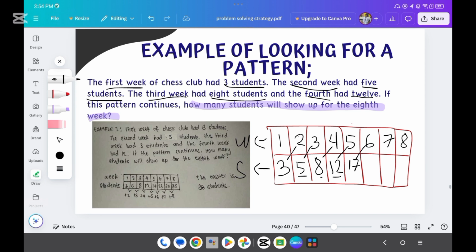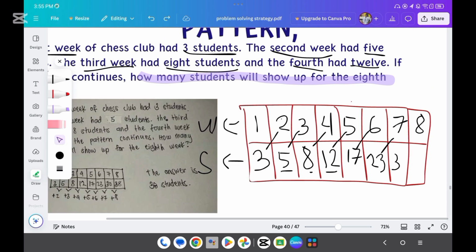6 plus 17 is equals 23. So may 23 student na. 7 plus 23 is equals to 30. So may 30 student na sa 7 week. 8 plus 30 is equals to 38.